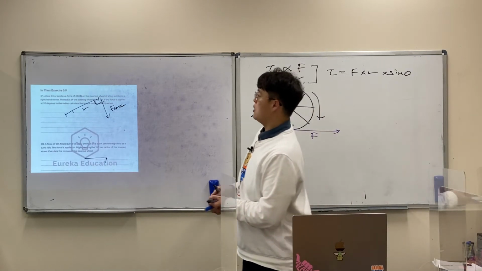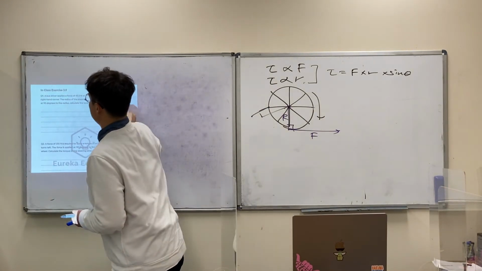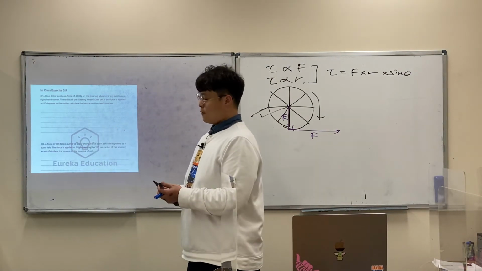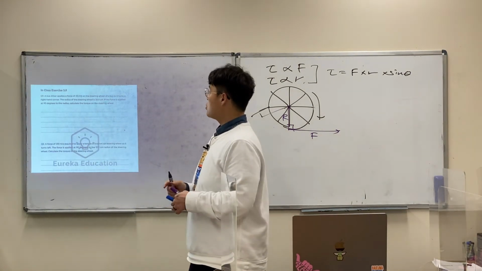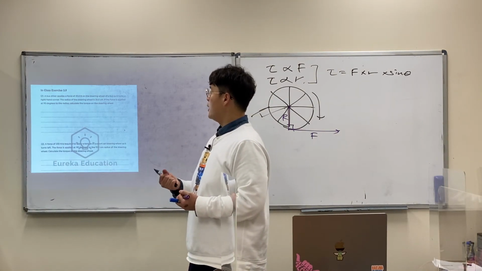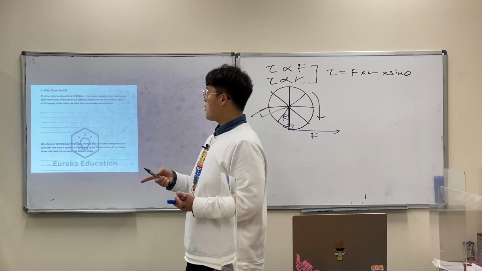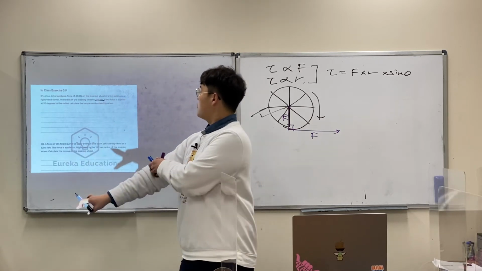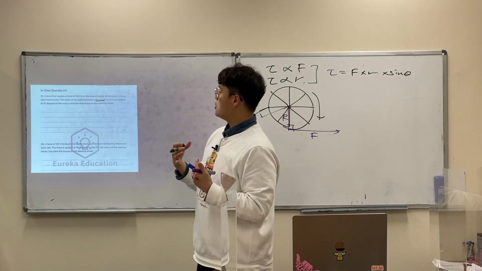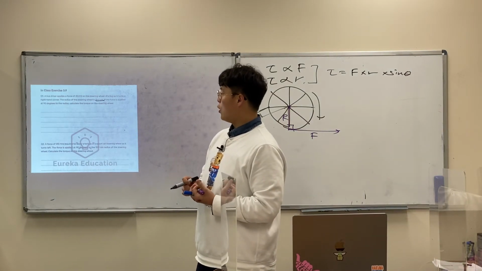All right, let's see some questions. Question 3.9, question 1. A bus driver applies a force of 45 newtons on the steering wheel of the bus as it turns the right-hand corner. The radius of the steering wheel is 30 centimeters. If the force was applied at 90 degrees to the radius, calculate the torque on the steering wheel.